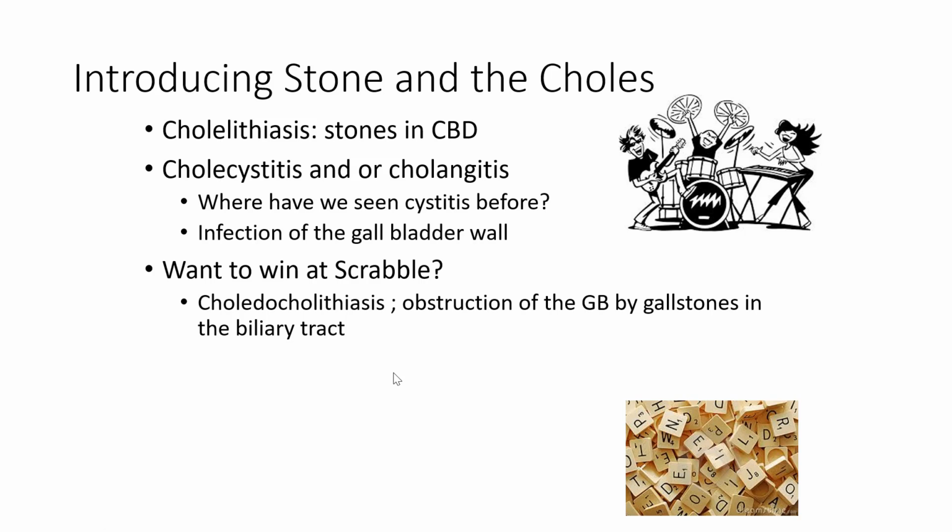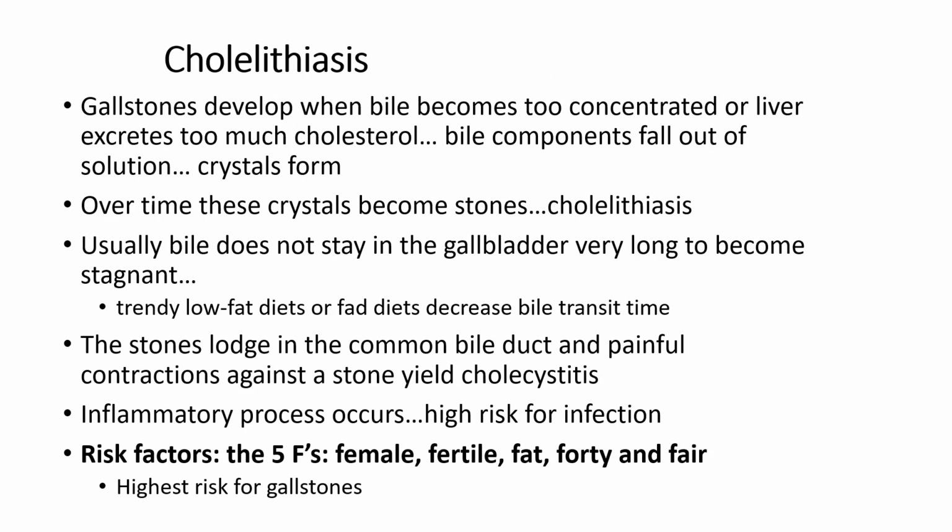So you can have stones actually in the gallbladder or further on down in the common bile duct. So cholelithiasis are gallstones that develop in the gallbladder when the bile becomes too concentrated or the liver excretes too much cholesterol. So what actually happens is these crystals fall out of the bile, and over time these crystals form stones. Trendy low-fat diets or fad diets can decrease bile transit time, so the bile has more time to be stagnant, and then the proliferation of these stones can be magnified with low-fat or trendy diets.